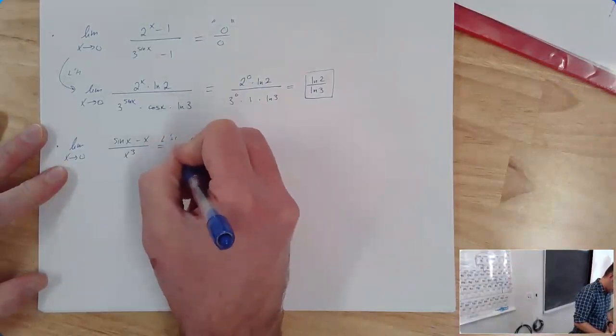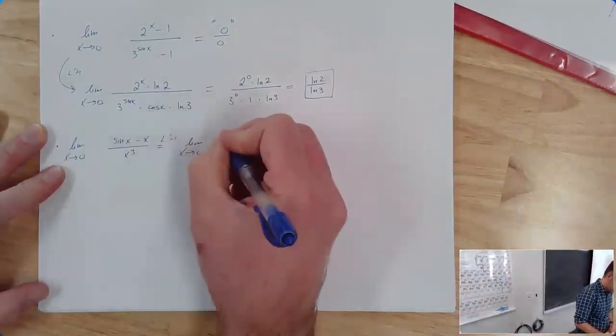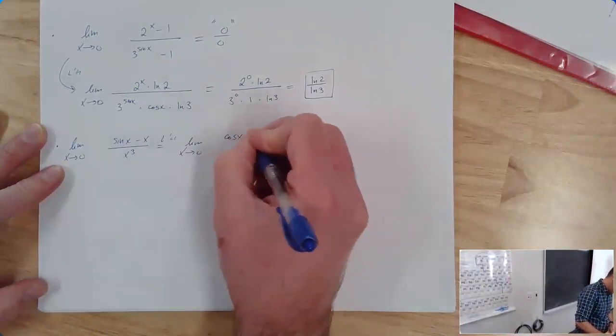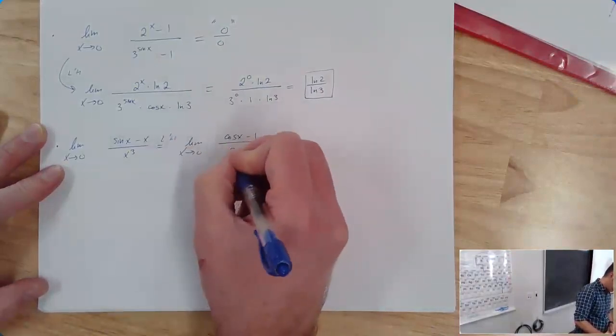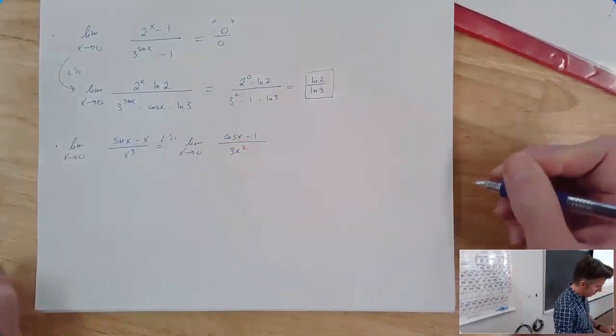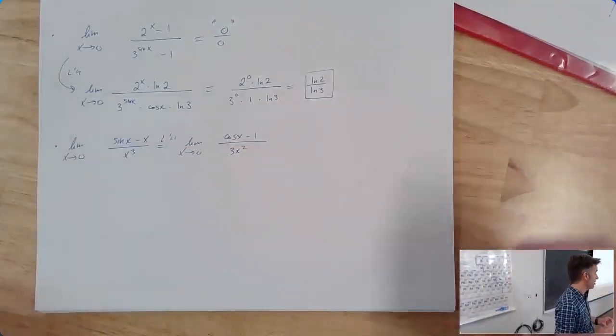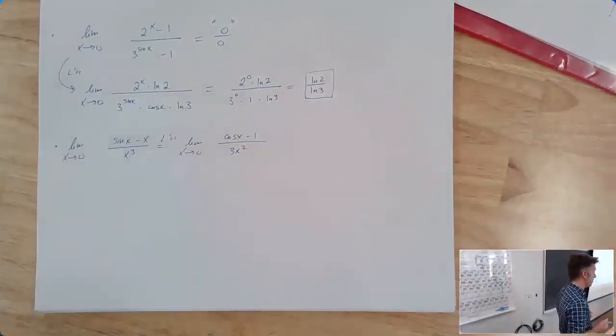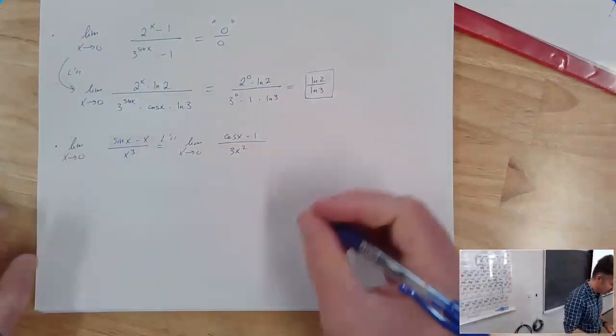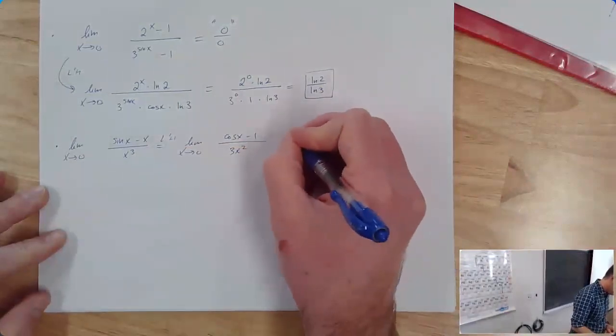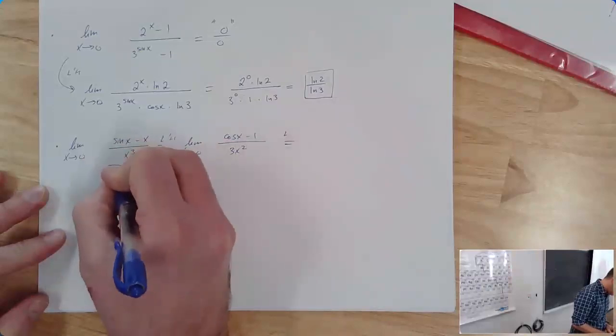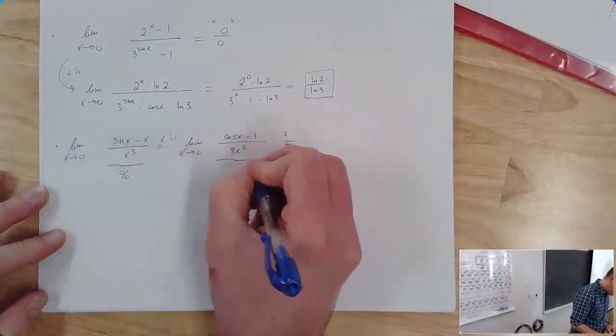The limit as x approaches 0. Let's see, the derivative of sine of x is cosine of x. The derivative of x is 1. The derivative of x cubed is 3x squared. Plugging in 0, cosine of 0 is 1, 1 minus 1 is 0. I still get 0 over 0. I've got to do it again. So this is a 0 over 0.